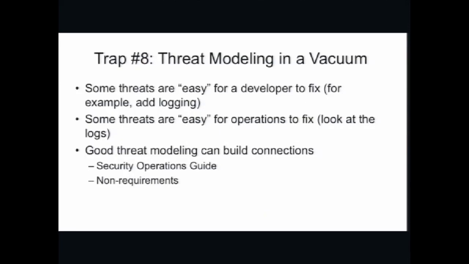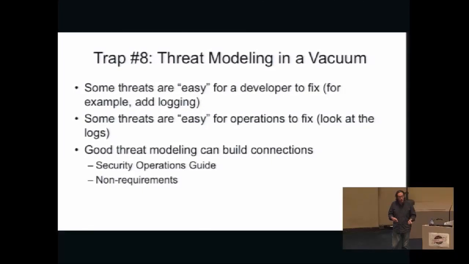So trap number 8 is thinking of threat modeling in a vacuum. There are threats that are easy, and I say easy in quotes, for a developer to fix. If there's business logic in your code, you can log what the business logic is deciding and why. But once that code is compiled and ready to deploy, you can't figure out what the business logic is doing. Zaz talked about this a little bit yesterday in saying that complex adaptive autonomous vehicles do things that surprise their creators and designers. And if you don't have the right logs, you can't figure out why it did the thing that it did.